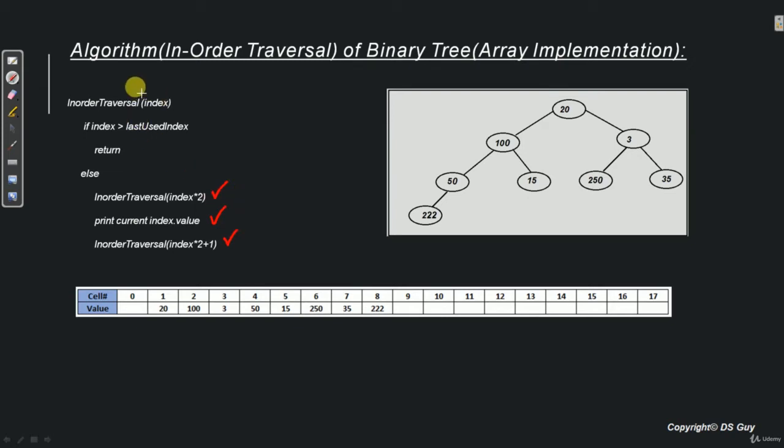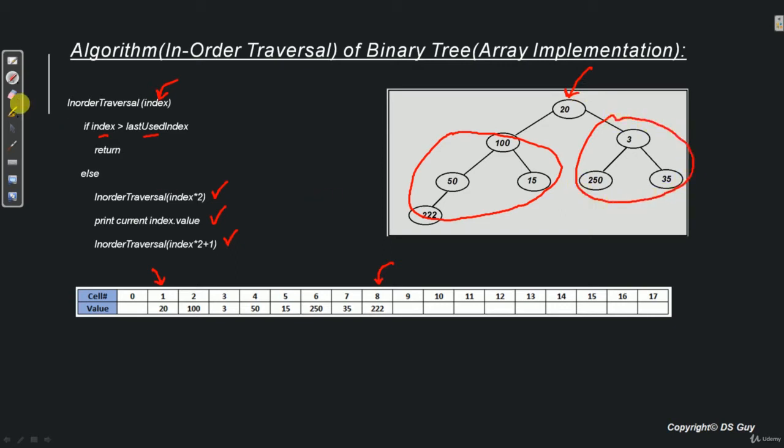So if we see this algorithm, this takes index as a parameter and it checks if index is greater than last used index. That is, initially the value of index is 1, which is root of this tree. Last used index is basically 8, which is the last node of this tree. Now if you remember, what we do in the in-order traversal is we first visit the left subtree, then we visit the root and then we visit the right subtree.